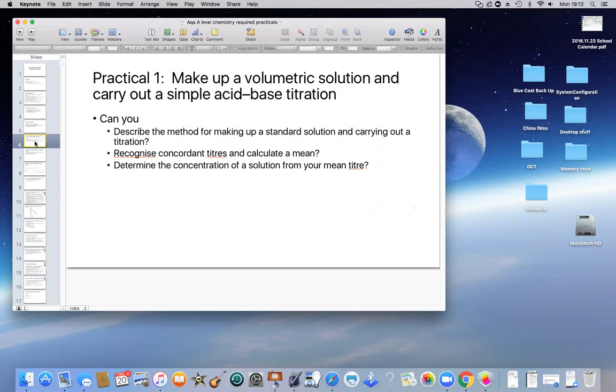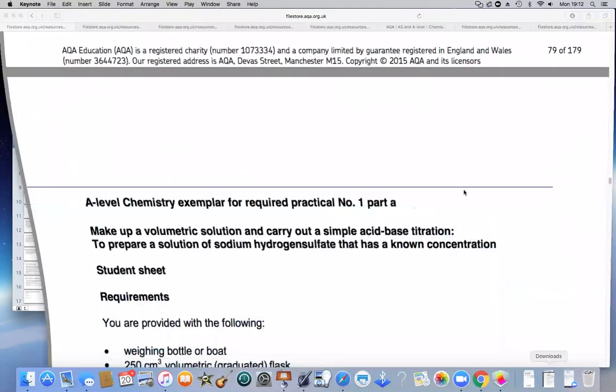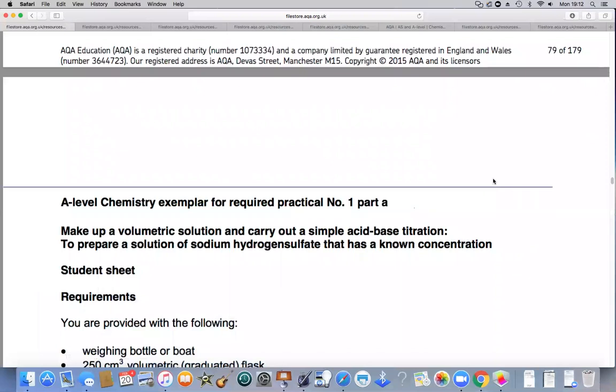And you should be able to use your mean titre to determine the concentration of an unknown. What I'm going to do at this point then is refer you to the practical handbook. So I have it just here. Hopefully it's appearing on your screen now. I'm actually watching what you're watching, so I can see when things are appearing as they should be. So this document, and you saw the link before, when you go back and refer to the video, you can pause it and find it again.